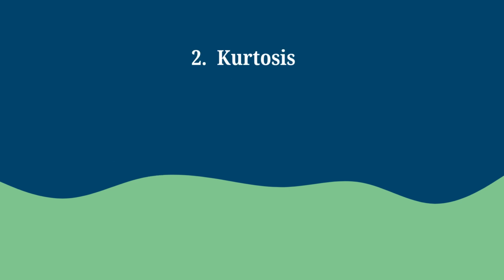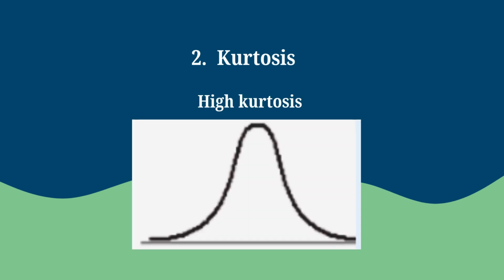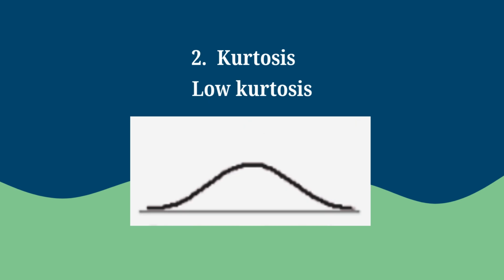Second, kurtosis. Kurtosis describes whether a distribution is sharply peaked or more flattened. High kurtosis means heavy tails, more outliers. Low kurtosis means a flatter distribution, fewer extremes. These shape characteristics are essential when selecting statistical tests and modeling techniques.